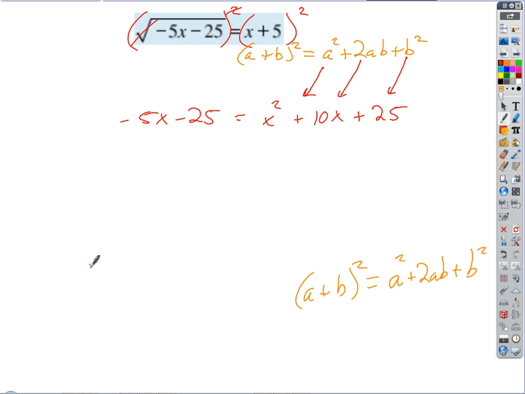Good. Okay, so we'll add the left side over. So I'm going to add 5x to both sides.